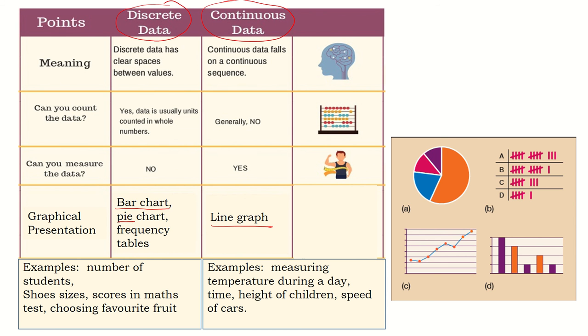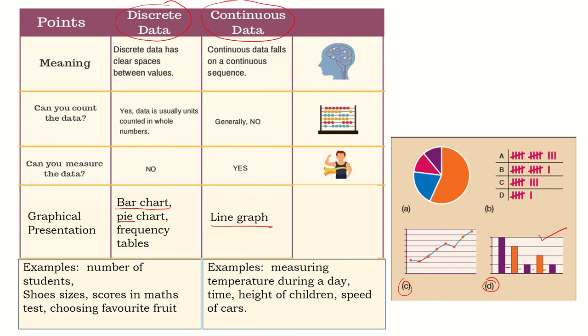Understood? For discrete data, the meaning is obvious. Discrete data shows clear spaces between values, as I have shown you in the previous slide as well. You can see this in figure D here. You can see distances between these bars. So it is obvious from the word, it is discrete data. There are breaks, there are gaps between the values. In continuous data, there is no space between them, no gaps. It is a continuous sequence, as you can see in this figure C.